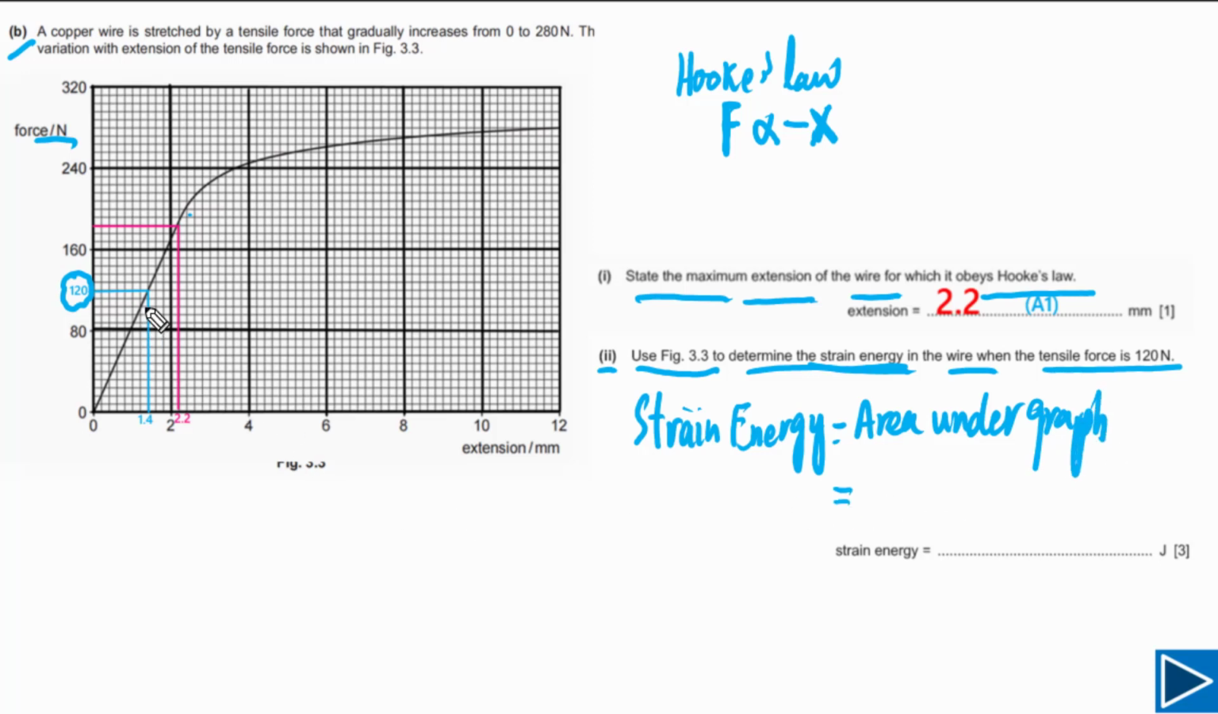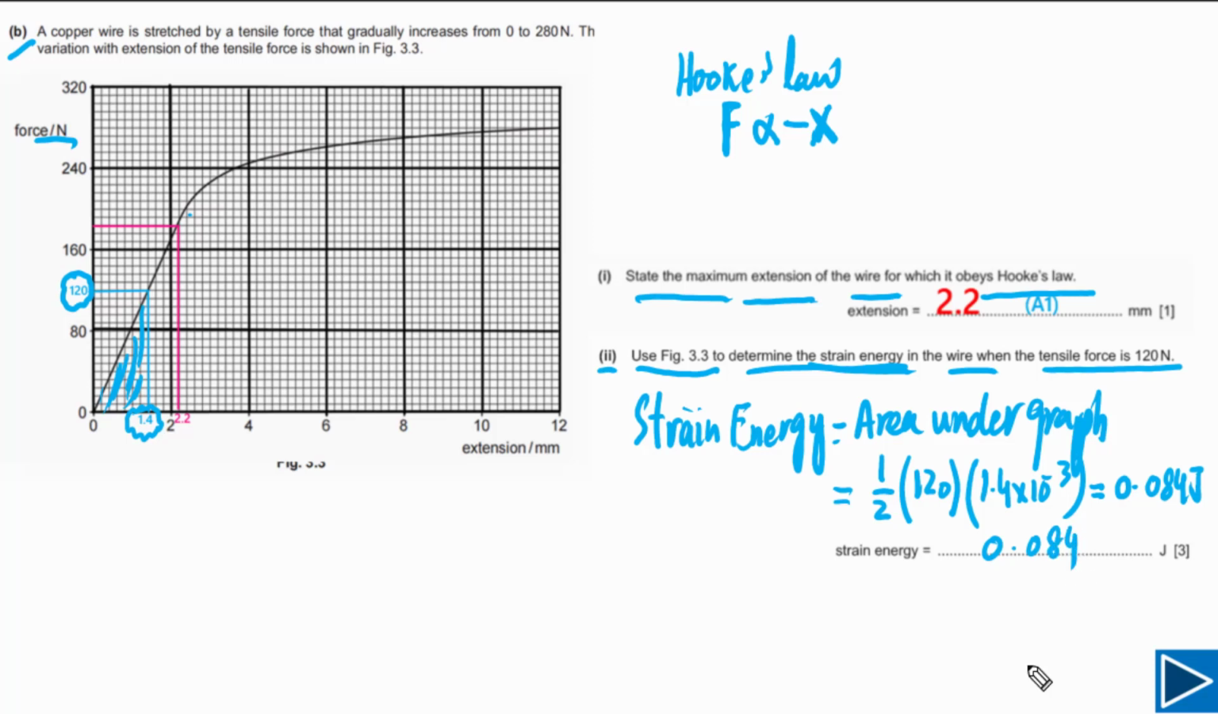Now we need to calculate this area, and this area is the area of a triangle. So the area of a triangle is simply 1/2 times base times height. The height of the triangle in this case is 120, and the base of the triangle is 1.4 millimeters. We have to convert into SI units. Now if we simplify and do these calculations, we can calculate the value of strain energy, and that will be equal to 0.084 joules.